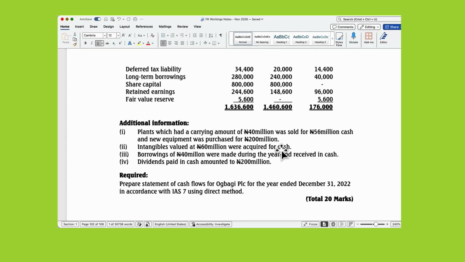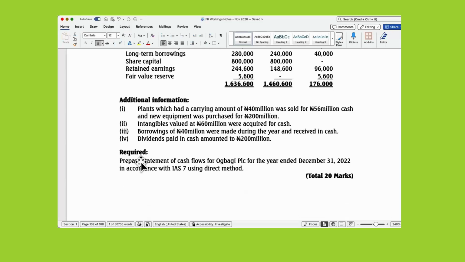Of course, they will give you some additional information. Finally, we're asked to prepare a statement of cash flows for Ogbagi PLC for the year ended December 31st, 2022, in accordance with IAS 7 using the direct method. This shows that the examiner will always tell you the method you are supposed to use. Here, they want us to use the direct method. That's fine, and it's 20 marks.